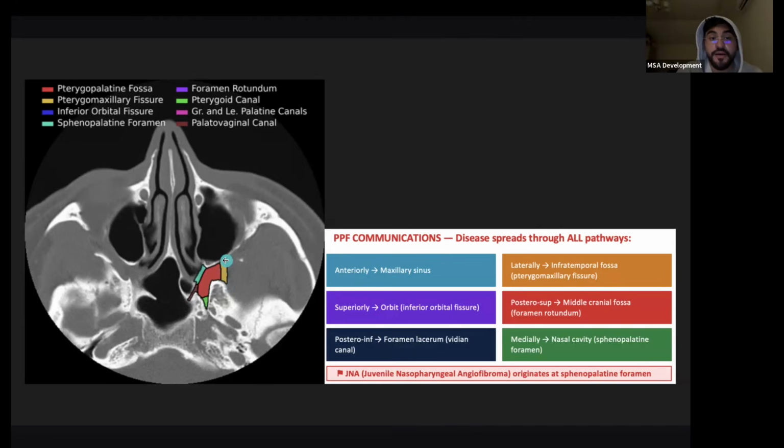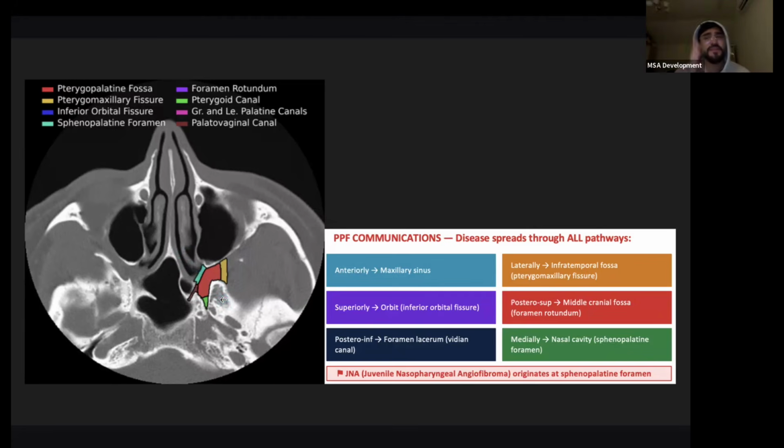Now, remember, it's a connection hub, right? The PPF is a connection hub, and it connects me to so many parts, and you need to know the openings. So there are so many openings that it can connect to. Anteriorly, you have the maxillary sinus. Posteriorly, you have the middle cranial fossa through the foramen rotundum, where the maxillary nerve passes through. Laterally, you'll have the pterygomaxillary fissure, which connects us to the infratemporal fossa. Superiorly, it can connect you all the way to the orbit, and you need to know these very well.